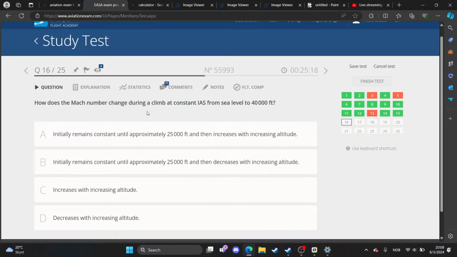How does the Mach number change during climb at constant indicated airspeed from sea level to 40,000 feet? Initially remains constant. Hold on a minute. So it will increase with increasing altitude.